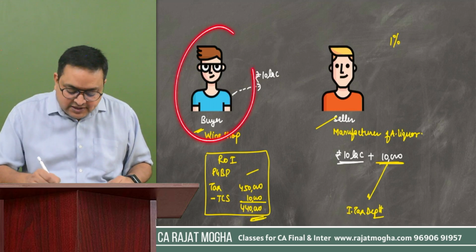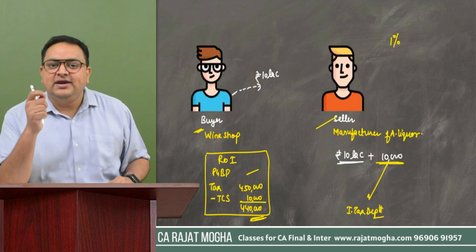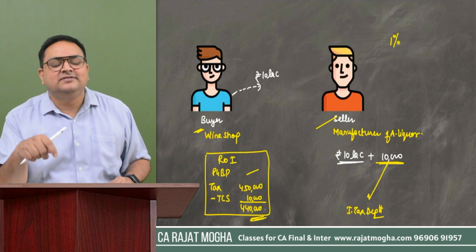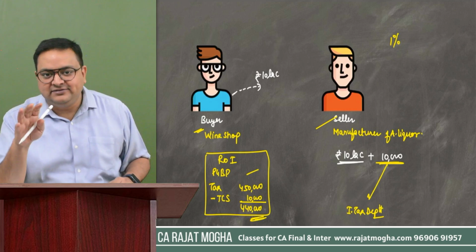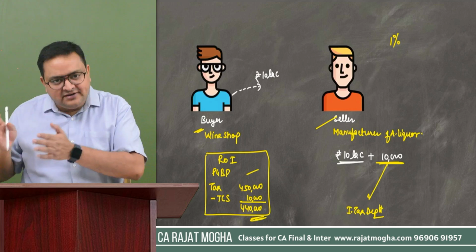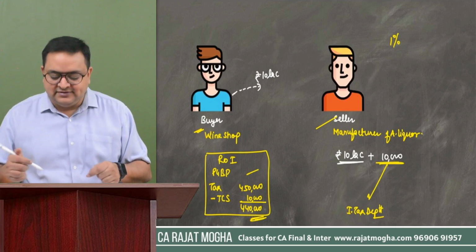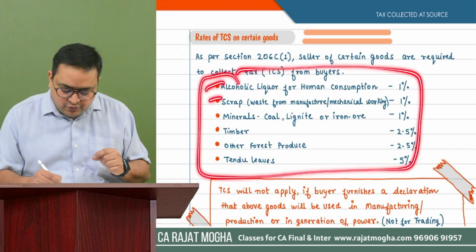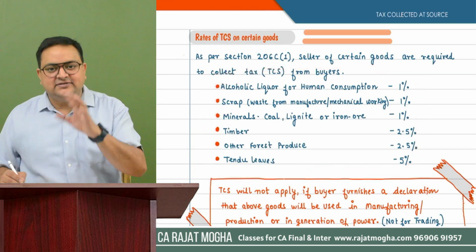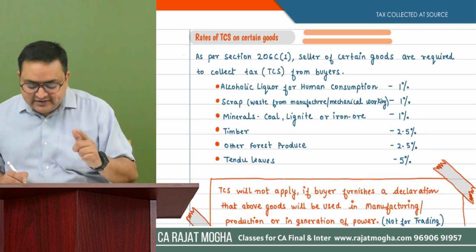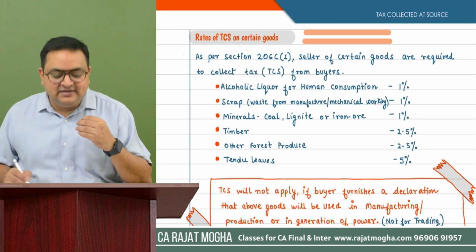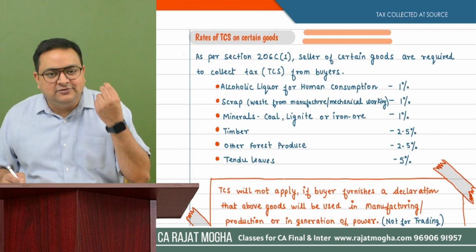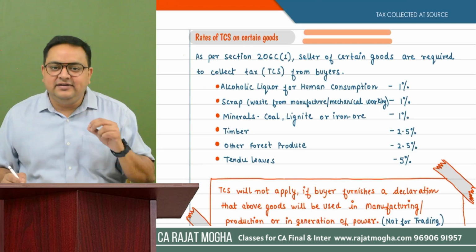But if you are such a buyer that you are using it for your personal consumption, then this section says TCS will not apply in that case, right? We will do some other sections also, but this section first of all mentions these types of goods. This section mentions 6 types of goods, and it says that if you are purchasing these goods as an end consumer, for personal consumption, then the TCS rate will not apply.